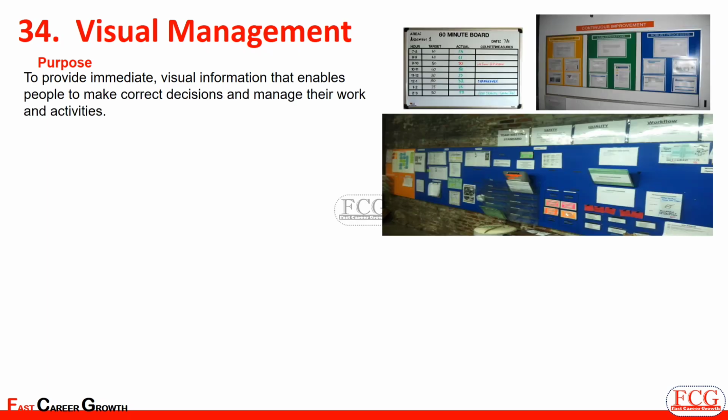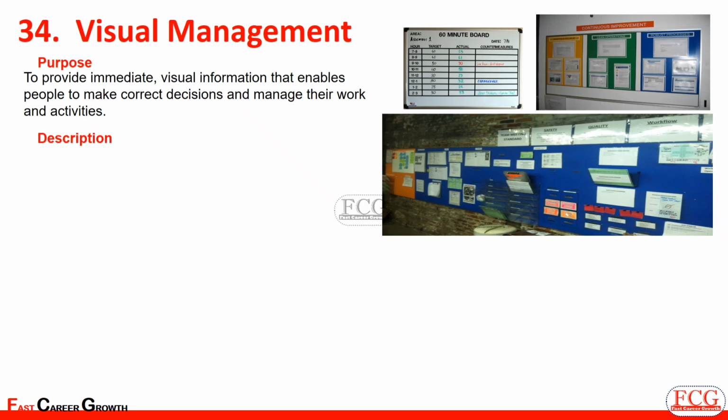To provide immediate, visual information that enables people to make correct decisions and manage their work and activities. Visual management is the display of information in the workplace to inform teams, enforce work standards, and highlight or prevent problems. There are a variety of different visual controls you can implement to create an environment in which the non-standard can be distinguished from the standard.